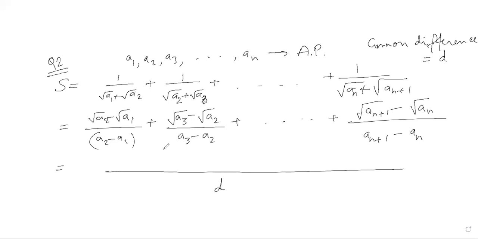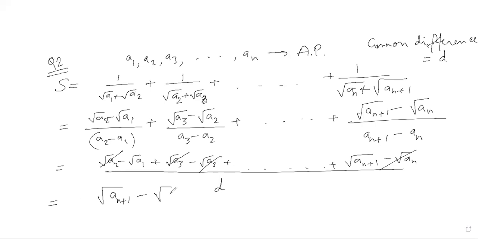So if we take the LCM, we can write it as a single fraction: root A2 minus root A1 plus root A3 minus root A2, and similarly, the last term will be root AN plus 1 minus root AN. Okay. So here root A2 will be cancelled, then root A3 will be cancelled, and similarly here root AN will be cancelled. So we will be left with the two terms in the numerator, which is root of AN plus 1 and then minus root of A1.